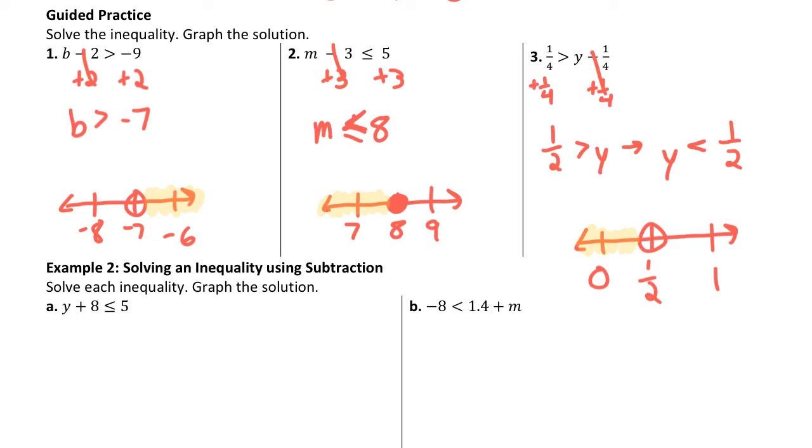But for number 3, I just wanted to show I added 1/4 to both sides. I got that 1/4 plus 1/4 was 2/4. I simplified that to be 1/2, and then I rewrote my inequality as y is less than 1/2. So when the inequality has the variable on the right, you can just flip everything around to force the variable to be on the left. So this became y is less than 1/2. So I put an open circle and I shaded to the left.